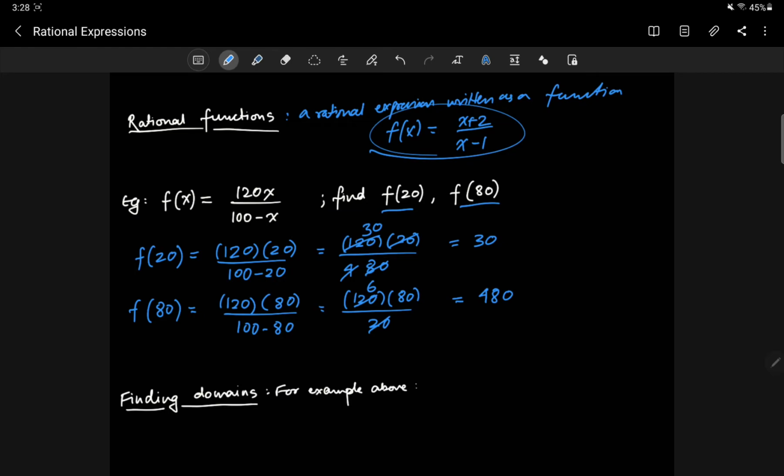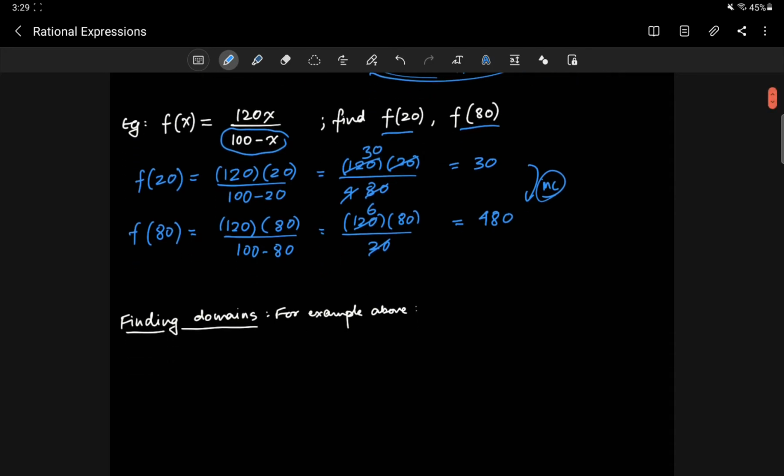So what is happening here is that I observe that this is increasing, right? And that makes sense because look at the denominator, 100 minus x. If x is more, then 100 minus x is smaller, right? And when you divide by a smaller number, you always get a larger number.